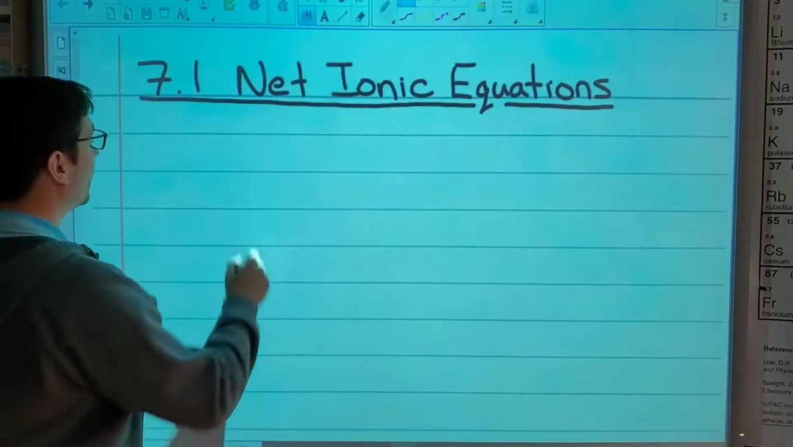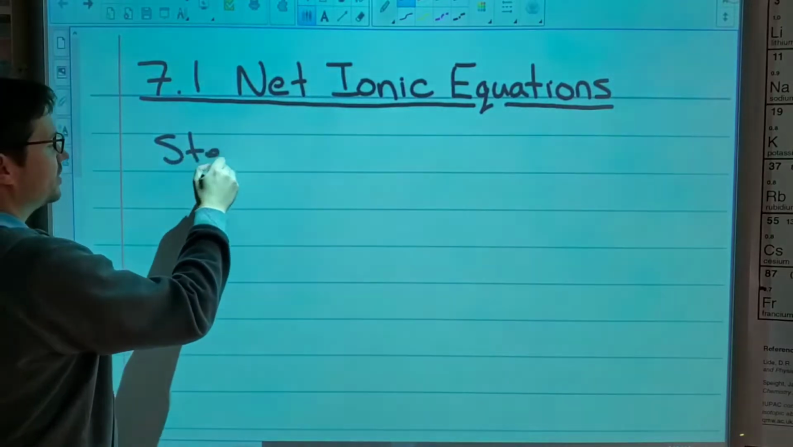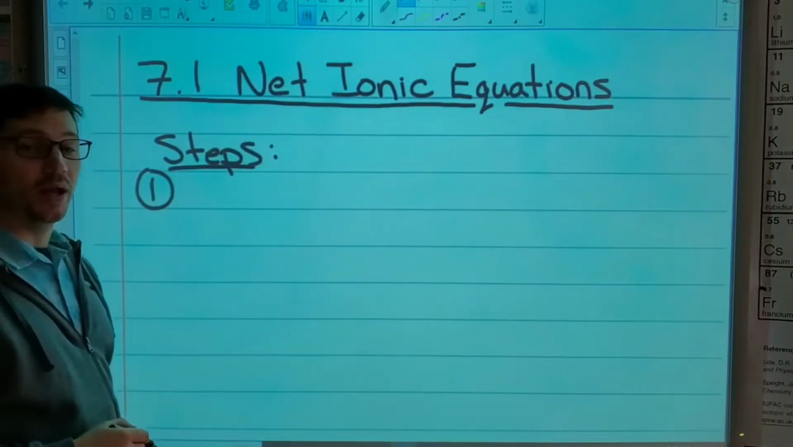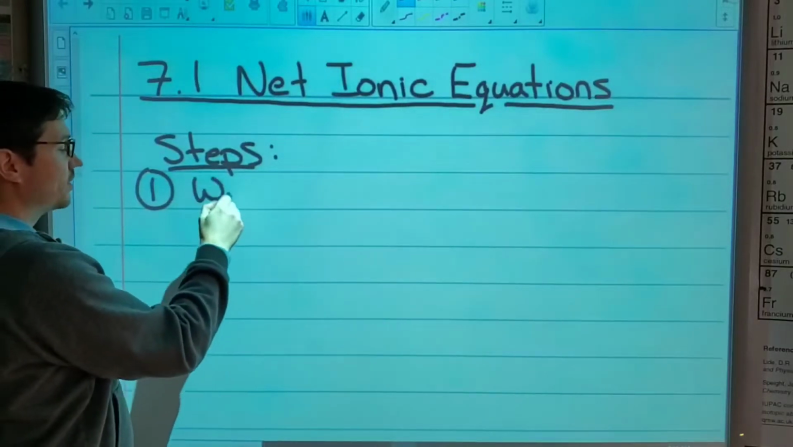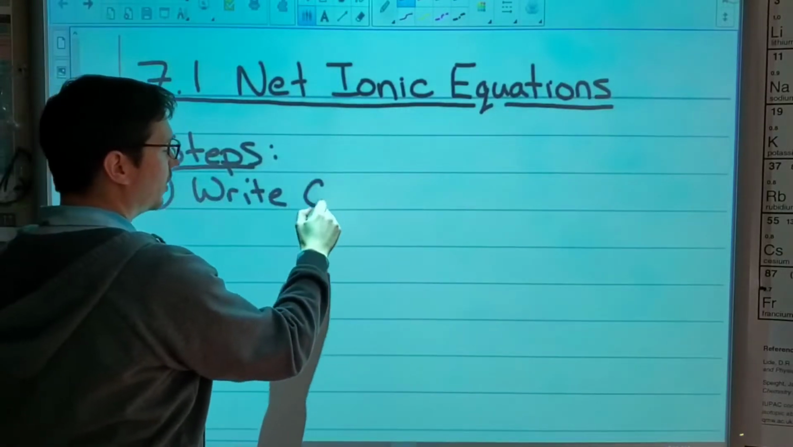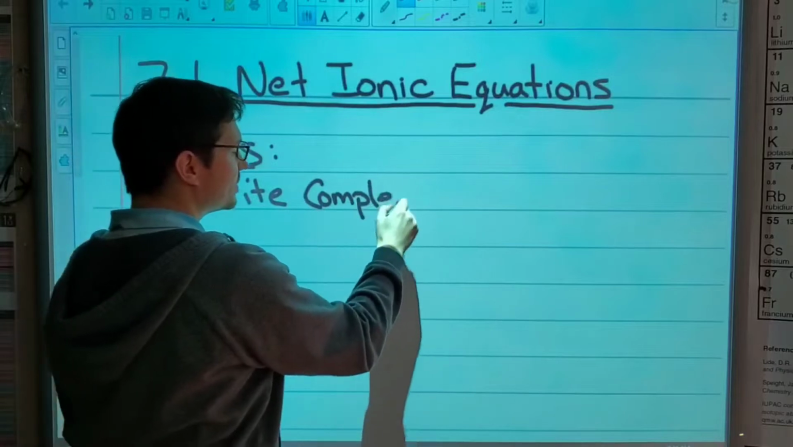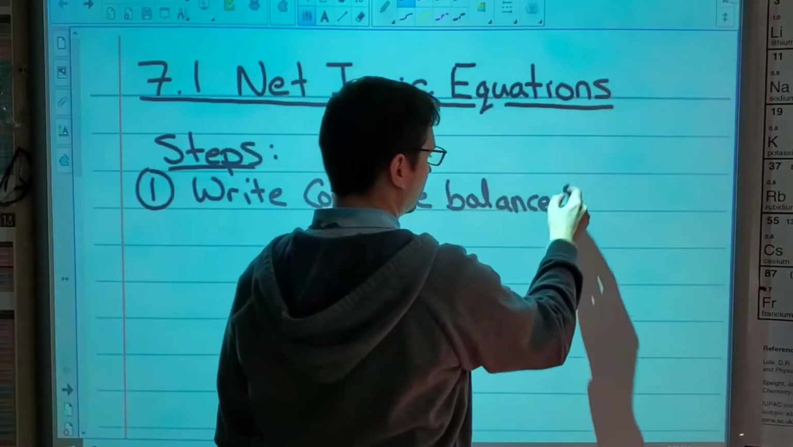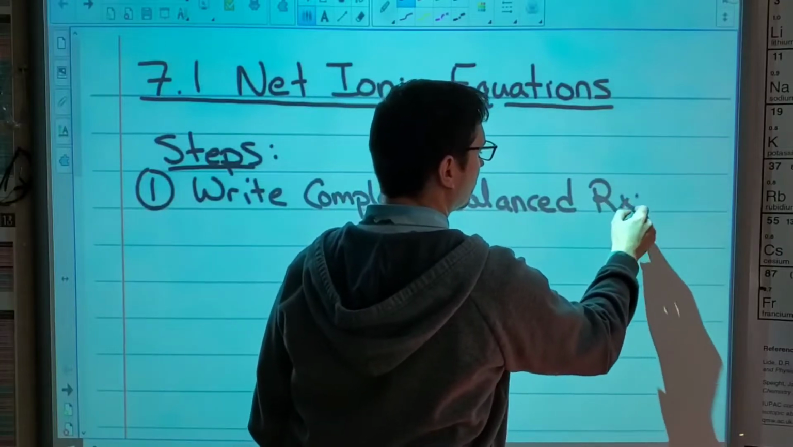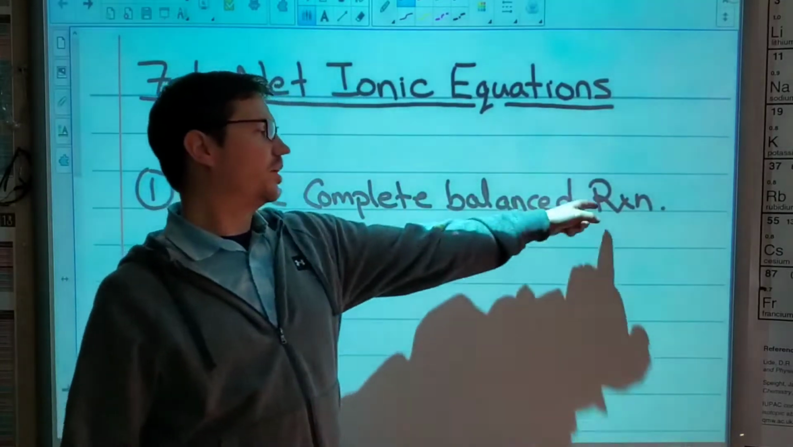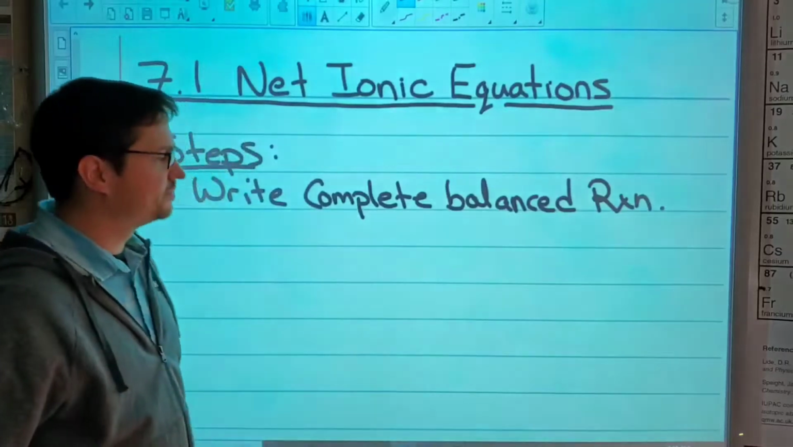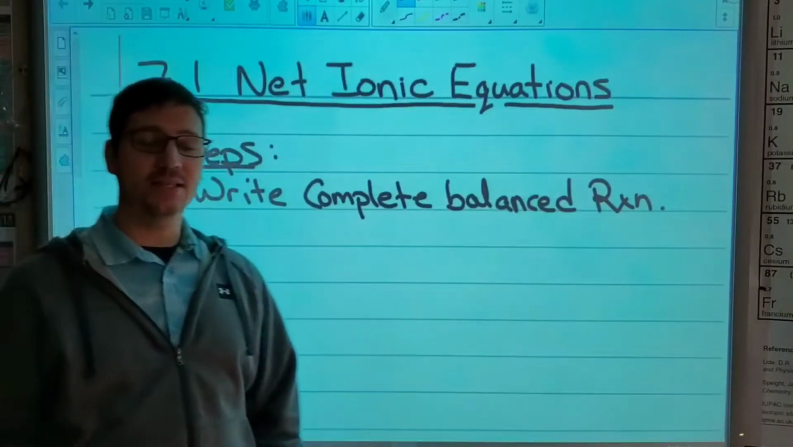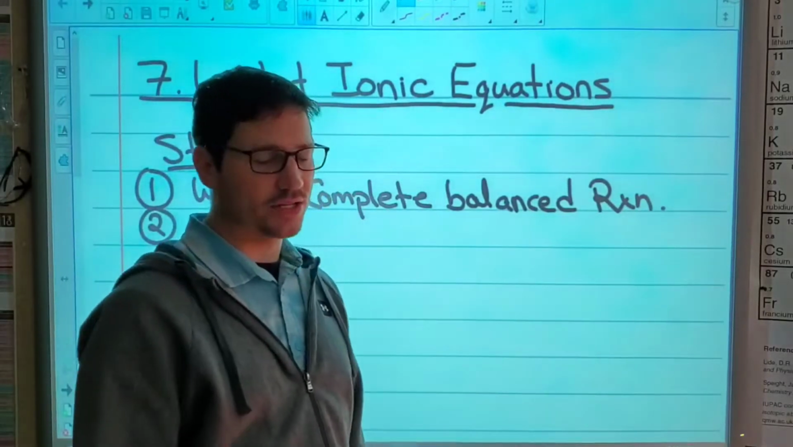So the steps for writing net ionic equations. Number one, you have to write a complete balanced reaction. Hopefully you're okay with me abbreviating reaction as RXN. That's why we did practicing balancing and writing reactions yesterday.